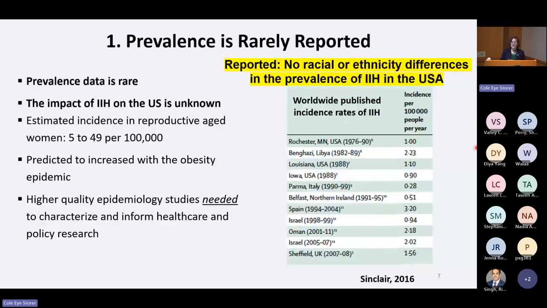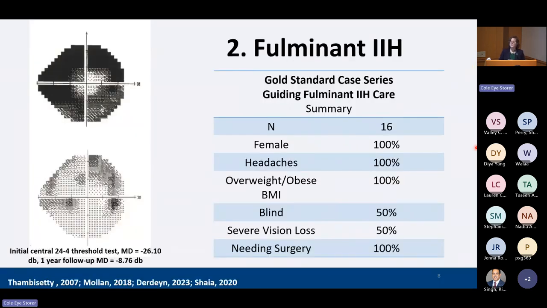And so then we're going to be talking about fulminant IIH. Now, this is a rare presentation of IIH that typically presents in about 3% of all IIH patients. And it's characterized by patients having initial symptoms within 1 month, and within that 1 month time frame, they have to have rapid degradation of vision that can happen over several days. So this is a very rare and rapid and aggressive form of the disease.